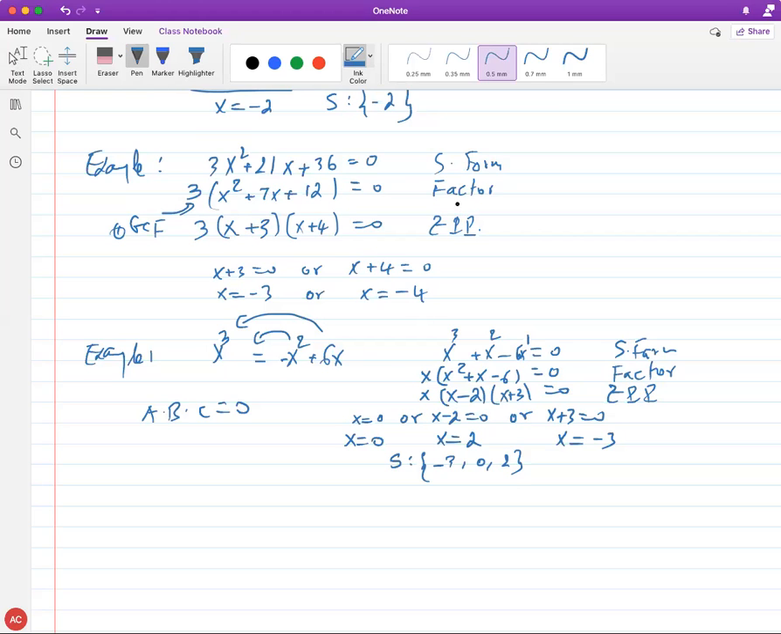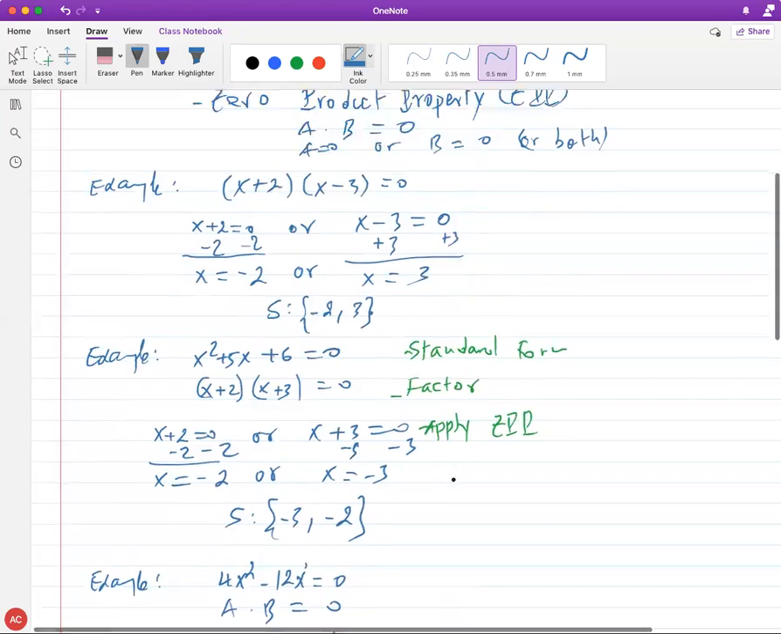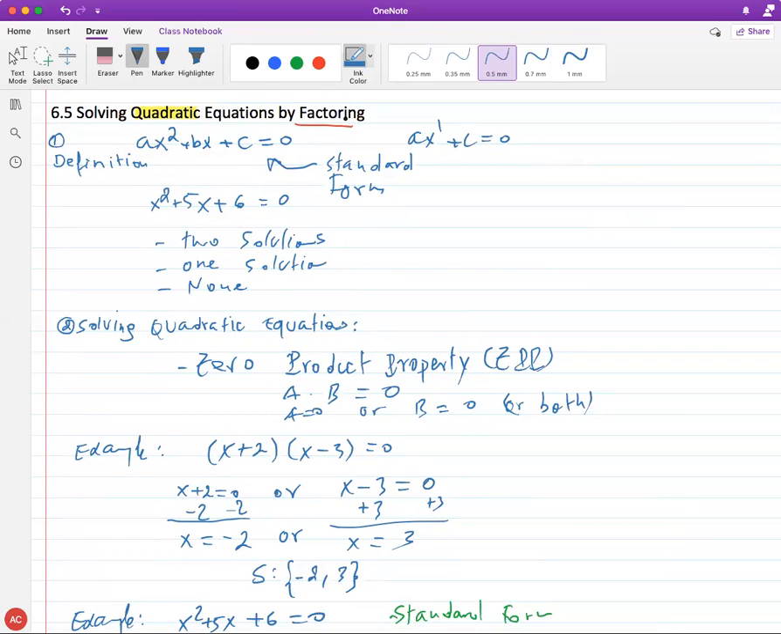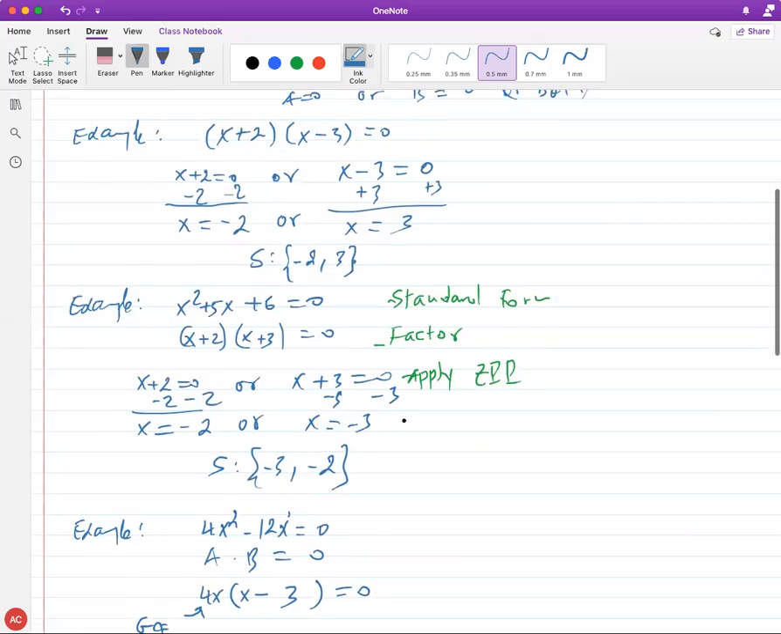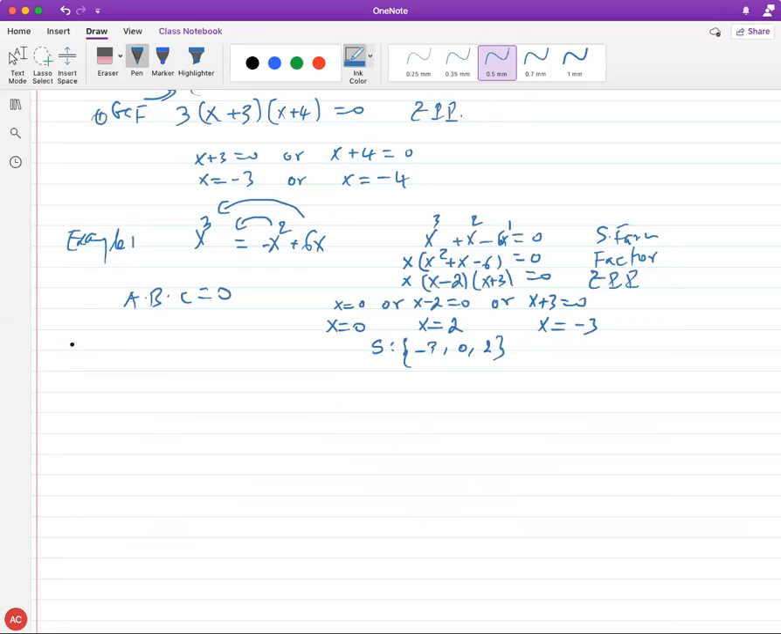Okay, so because like I said before, it's the same process every time. Standard form, factor, and the zero product property. And again, this is just solving by factoring. We have other methods of solving, but we're going to learn those another day. Here's another possible scenario.